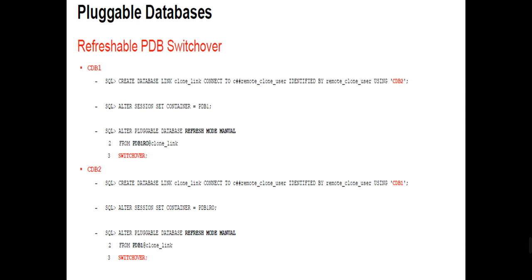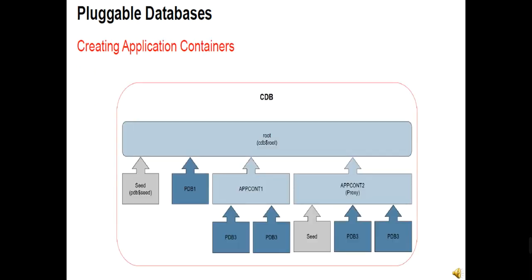Now we are going to switch over so that CDB1 will be read only and CDB2 will be read write. Okay, then create a database link on CDB2 using CDB1, alter session set container PDB1, alter pluggable database refresh mode manual from the CDB1 link for switchover. So we can do the switchover like this between CDB1 and container database CDB2. It will be vice versa, it will switch over. It will be a refreshable PDB.